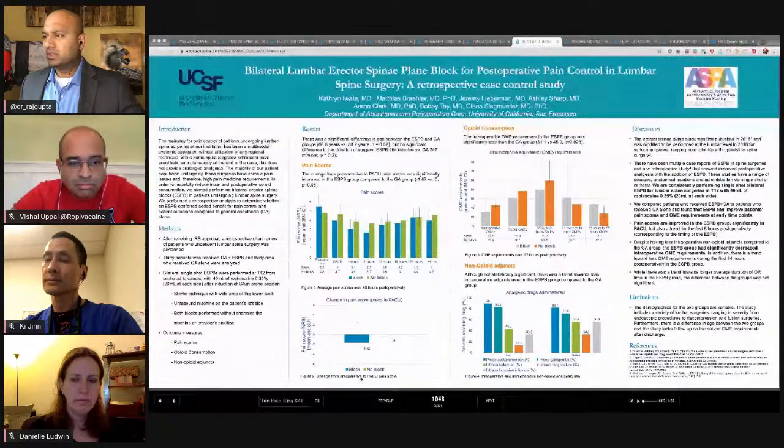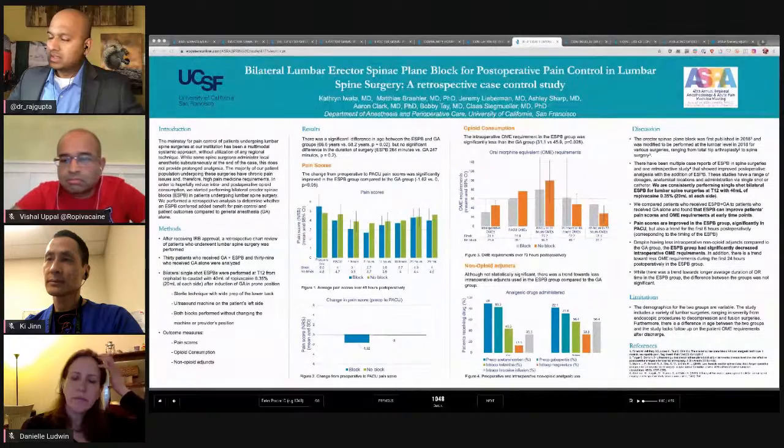What I found interesting is that I've always struggled about how to do a block for a lumbar spine surgery, because they did the block before the surgery, it sounds like, and then they looked at the scores afterwards. I'll zoom in on the poster. I realized I didn't put the poster up on the screen. I'll zoom in on some of these graphs here, but their description of their results is that they saw a significant reduction in pain scores and a reduction in opioid consumption.